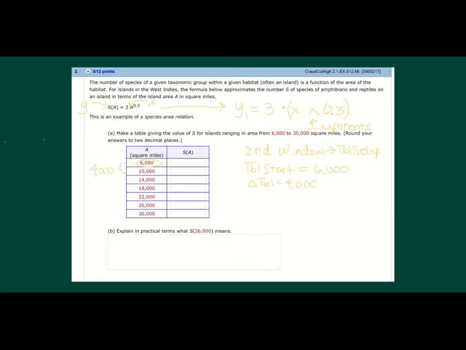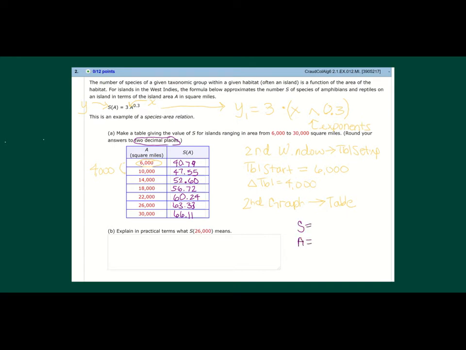Okay, so all of the values in my table are filled in, and you should notice that I've rounded to 2 decimal places because that's what was specified in the problem here. Once you have your table filled in, you can move into part B, which says explain in practical terms what S of 26,000 means. Part B is testing whether or not you understood the context of the problem. So let's go back and see. We'll make some notes before we fill in the text box here.